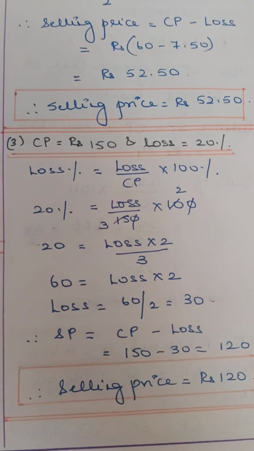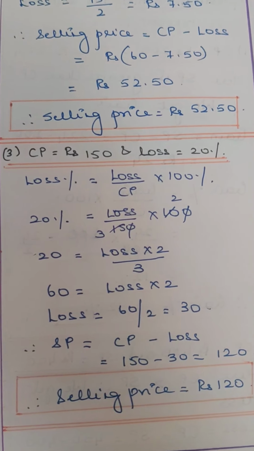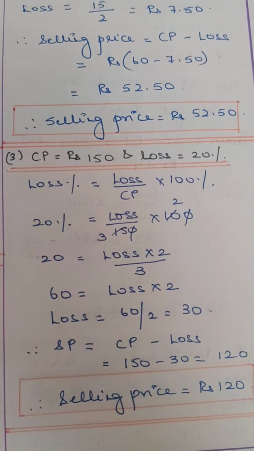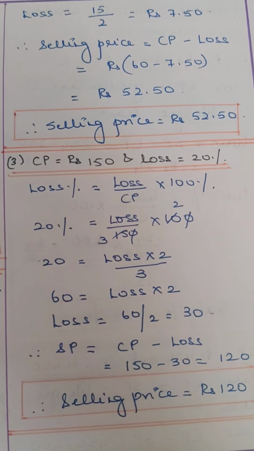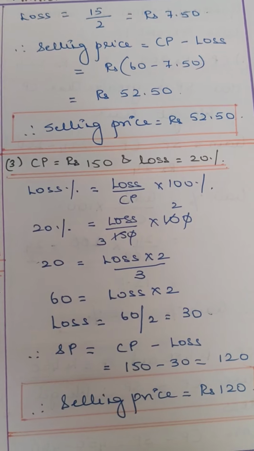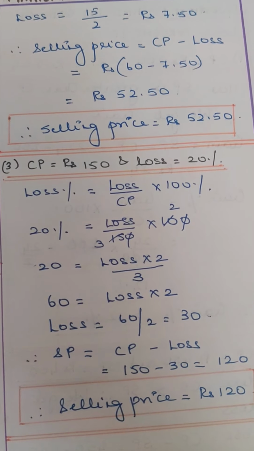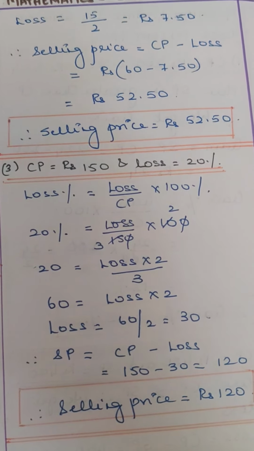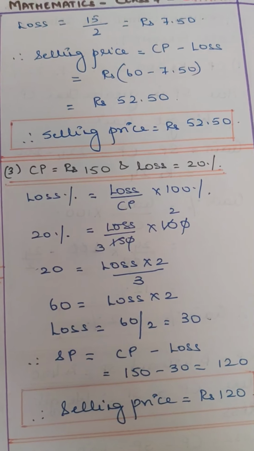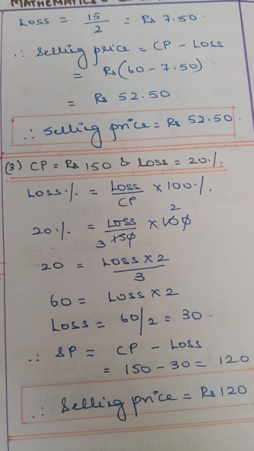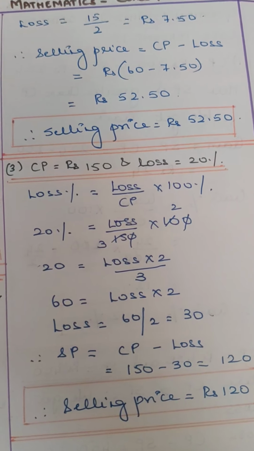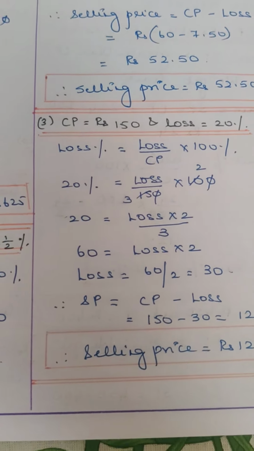Moving on to the next one, cost price is equal to rupees 150 and loss is equal to 20%. Loss percent is equal to loss by CP into 100%. 20% is equal to loss by 150 into 100. Therefore, 20 is equal to loss into 2 by 3 on simplification. Therefore, you get 60 is equal to loss into 2. Therefore, loss is equal to 60 by 2, that is equal to 30.